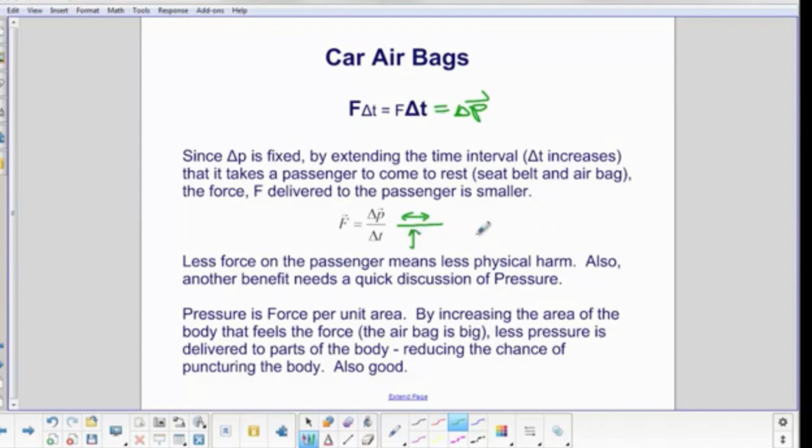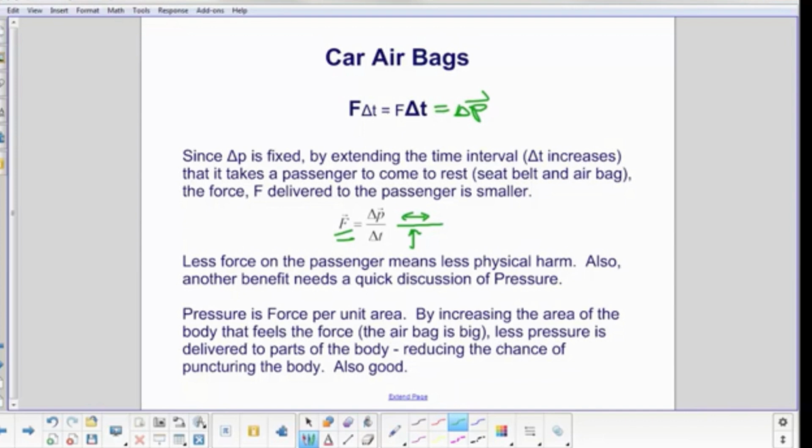This is a handy little trick to see what happens to the various variables. If you increase the denominator, you decrease the entire number. So the force, and this is the force on the passenger, decreases markedly. That will mean less physical harm to the people inside the car.